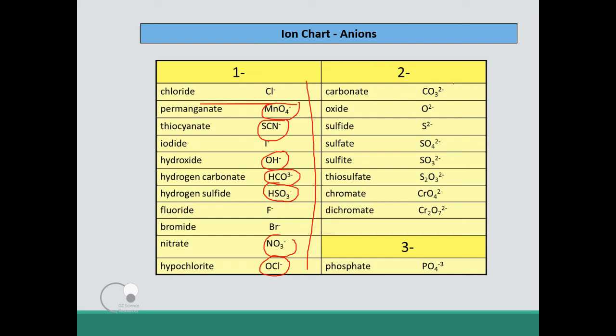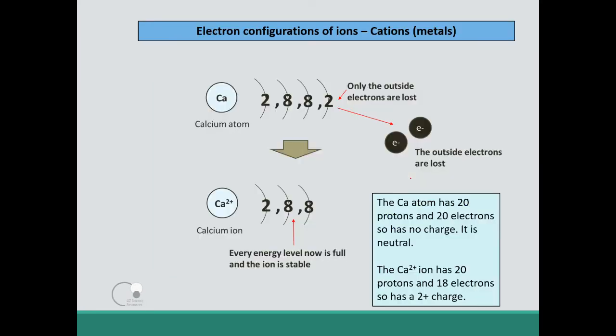These ones have a charge of -2. So we've got carbonate, oxide, sulfide, and if it's got oxygen in it, it's going to have an -ate name in it. So we've got sulfate, sulfite, which has only 3 oxygens, thiosulfate, chromate, dichromate. And this one here is the only -3 you need to know, phosphate. So those are the cations and anions you need to be familiar with.